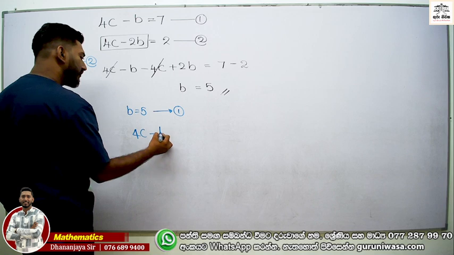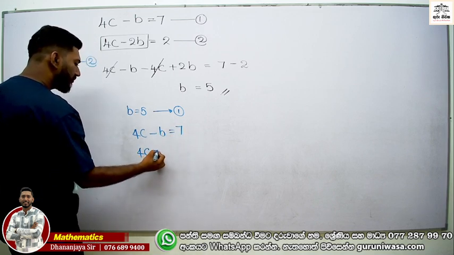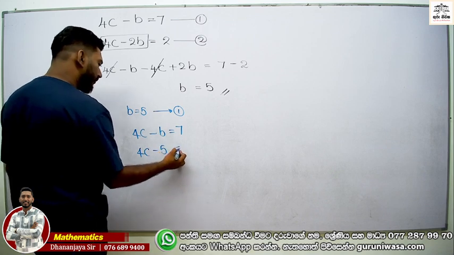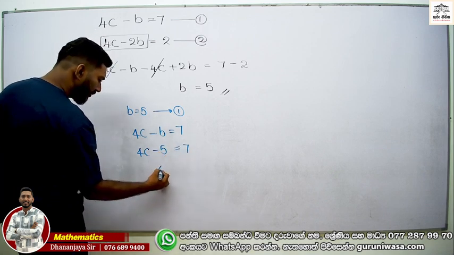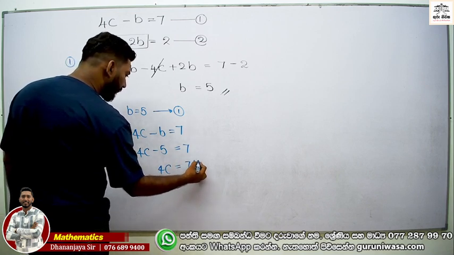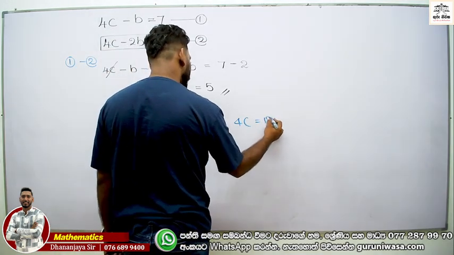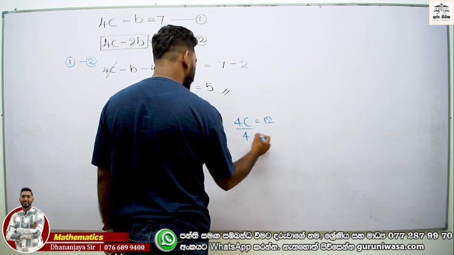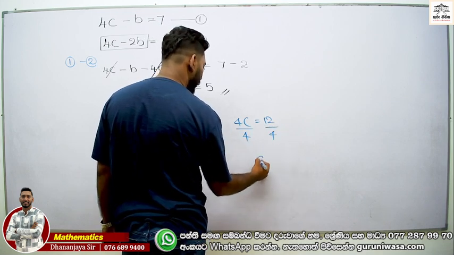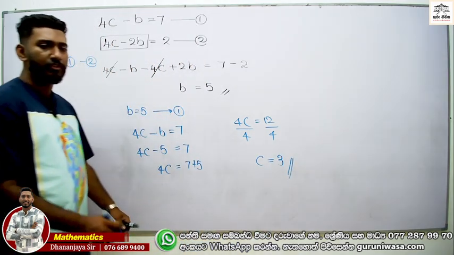4c minus b equals 7. Now 4c minus 5, 4c minus 5 equals 7. 4c equals 7 plus 5. And you can write 4c equals 12. Both sides are divided by 4. Now finally c equals 3. c equals 3.